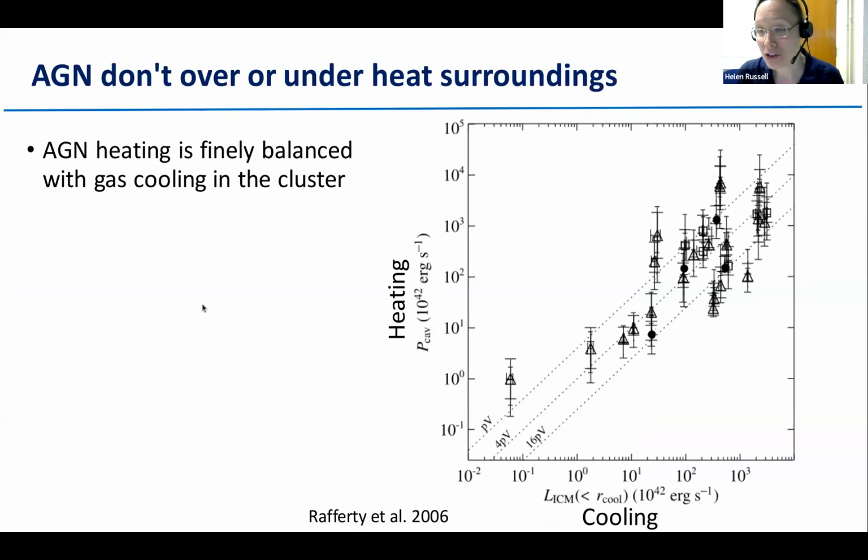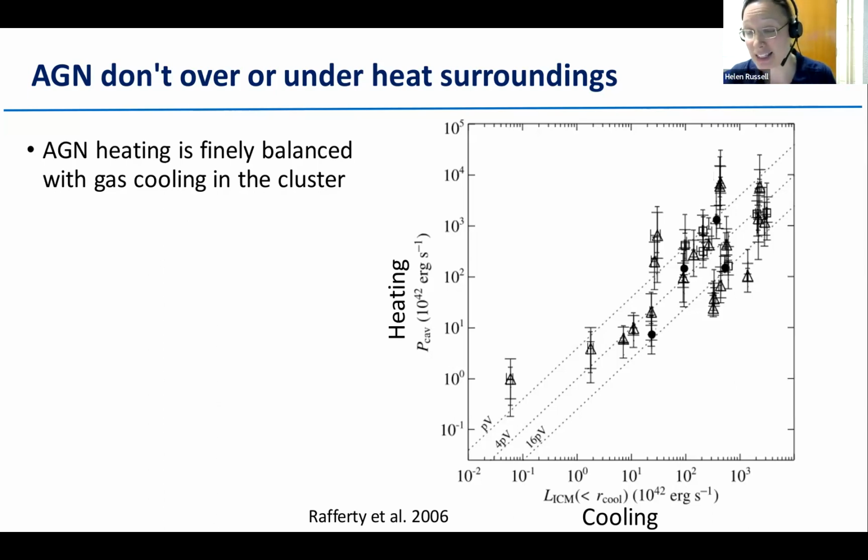But generally, with Chandra, what we've been able to do is look at radio bubbles in a large number of rich clusters. And the most surprising result that came out of this was just how finely tuned feedback appears to be. The AGN don't over or underheat their surroundings. There's actually this beautiful correlation between the heating rate supplied by the AGN, by the cavities when we measure the work done, versus the gas cooling rate in the hot atmospheres.